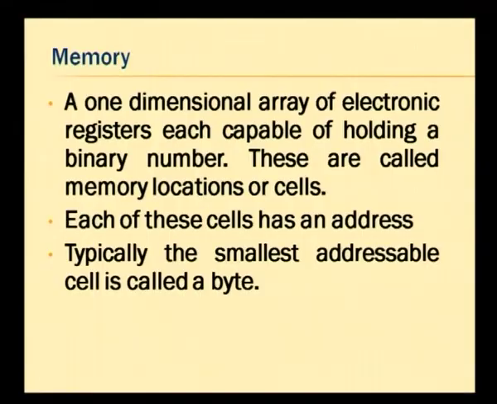Each of these cells has an address, and typically the smallest addressable cell is called a byte. That is to say, we normally look at the units in terms of bytes. A byte, we know, is an 8-bit number. So, 8 bits together are treated as one cell, and for every cell we normally have an address given. So, we can look at locations or cells as 8-bit units or bytes, and addresses as addresses for these bytes. This is typically our view of memory.